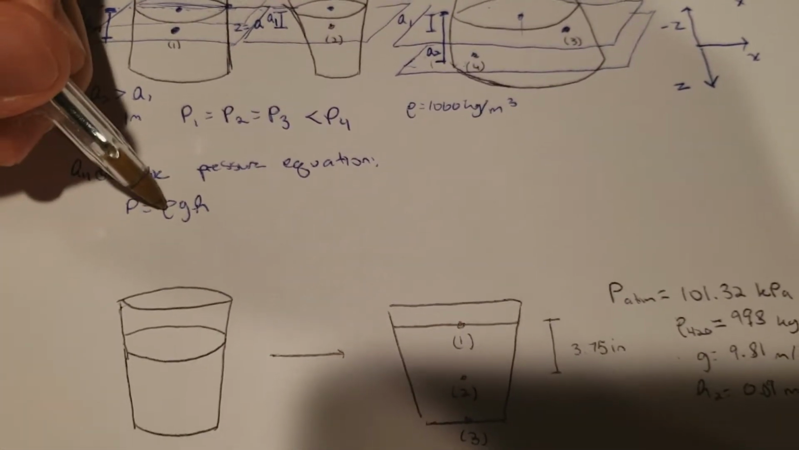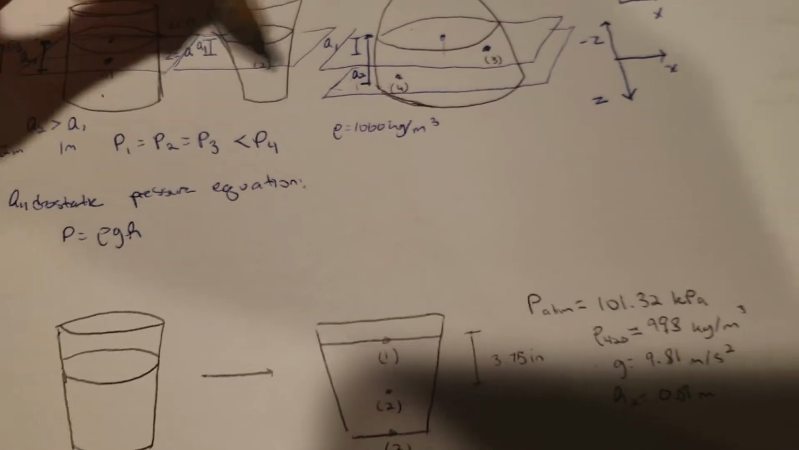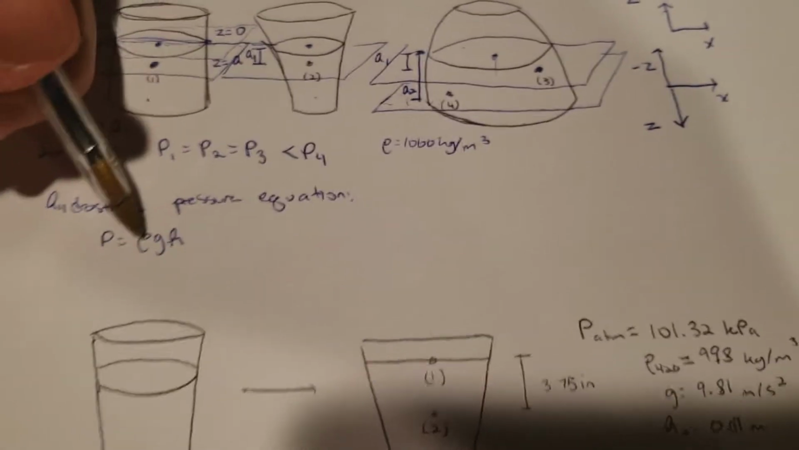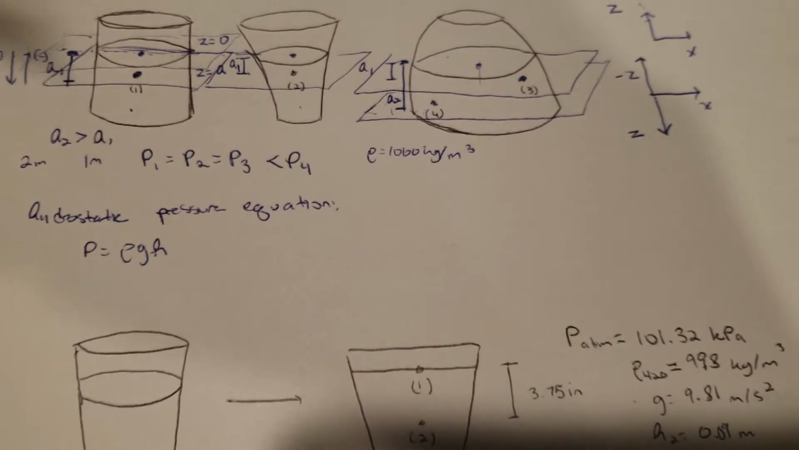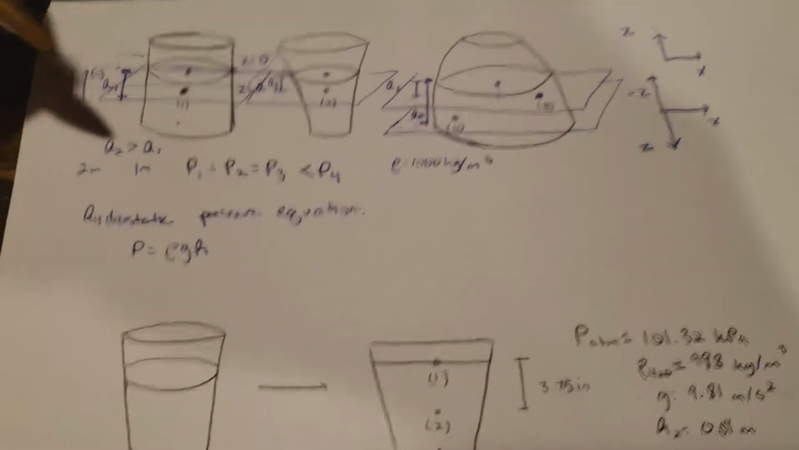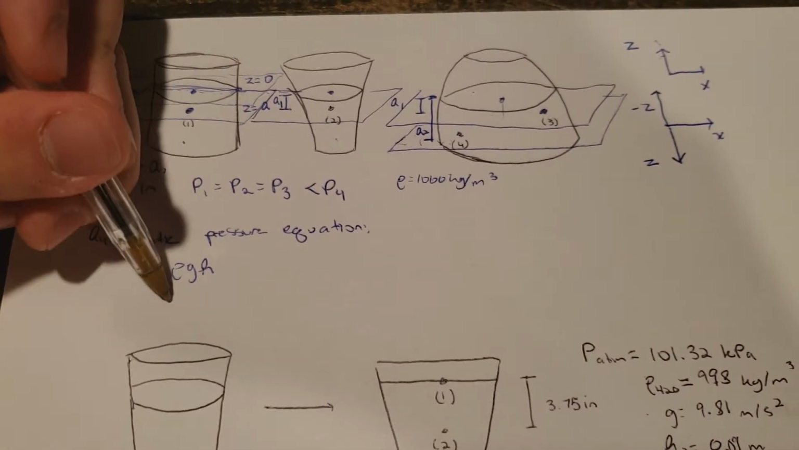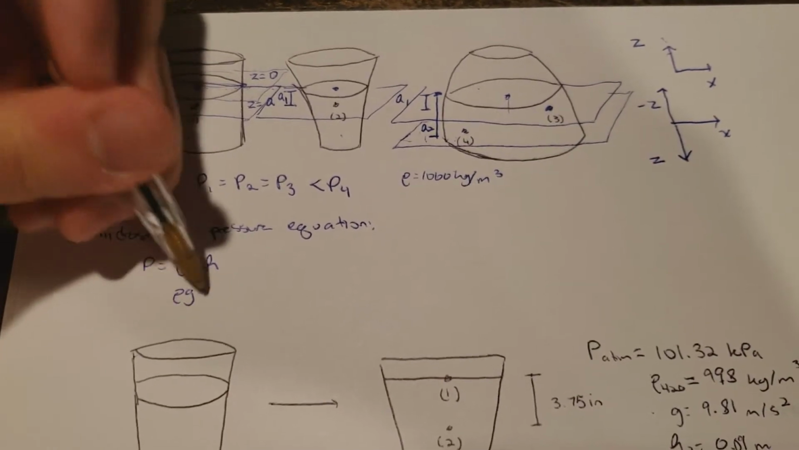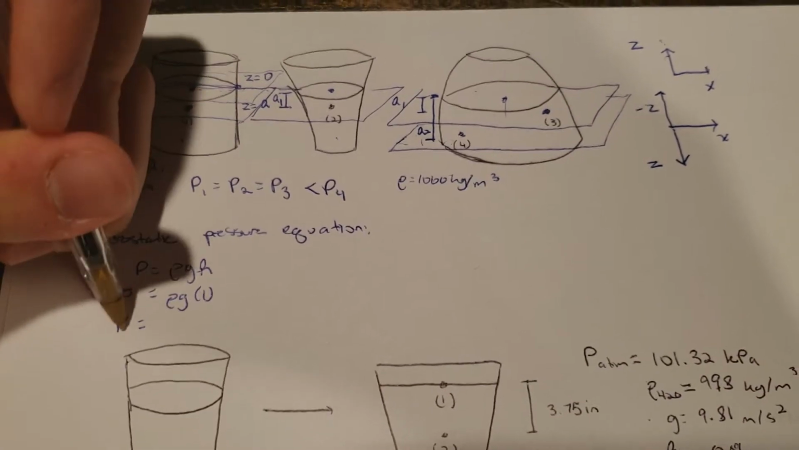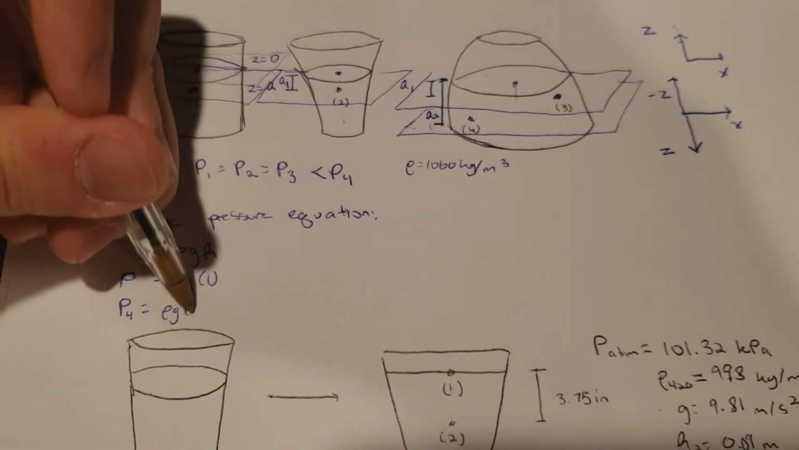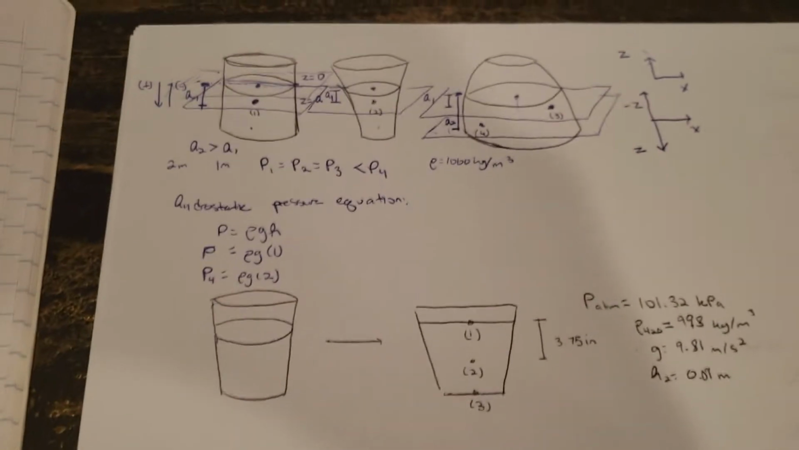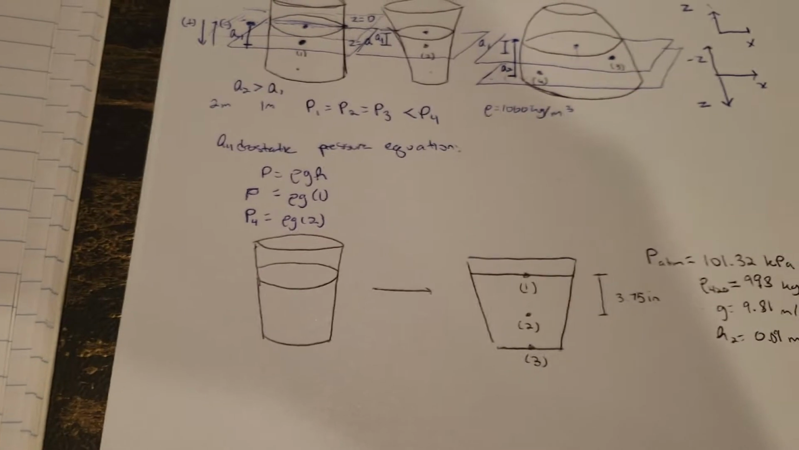Our densities, if we're assuming it's in the same liquid, these tanks are filled with water, then our densities are going to be the same. Gravity is always the same unless you leave our planet. And our height, the only difference is that points 1, 2, and 3 are going to be rho g h1, and then point 4 is going to be rho g h2. I'm sorry if I oversimplified this, but it's really important to know this.